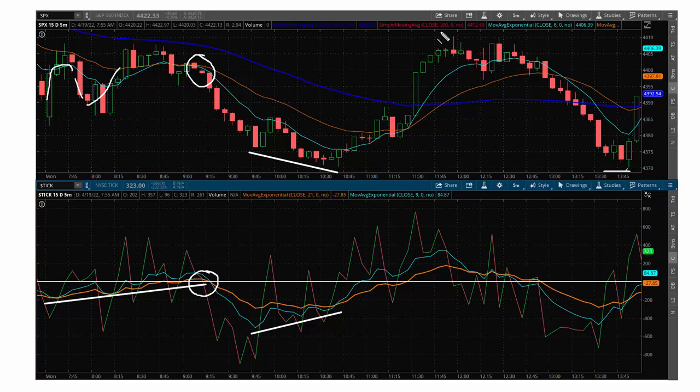Fast forward another couple hours, you have the S&P matching its high here, but as it was matching its high, the tick had already started lower. Okay, so that's a negative divergence. It tells us that the uptrend is probably going to reverse down. That's exactly what happened.